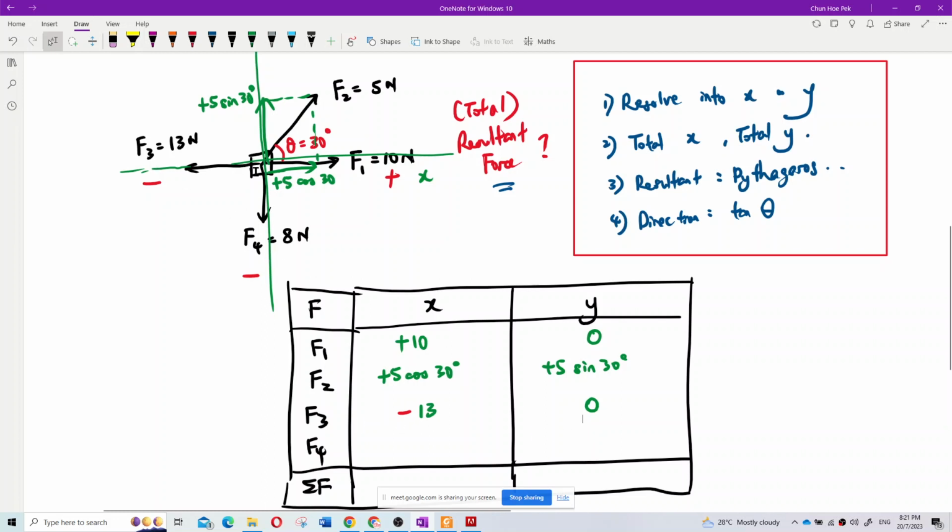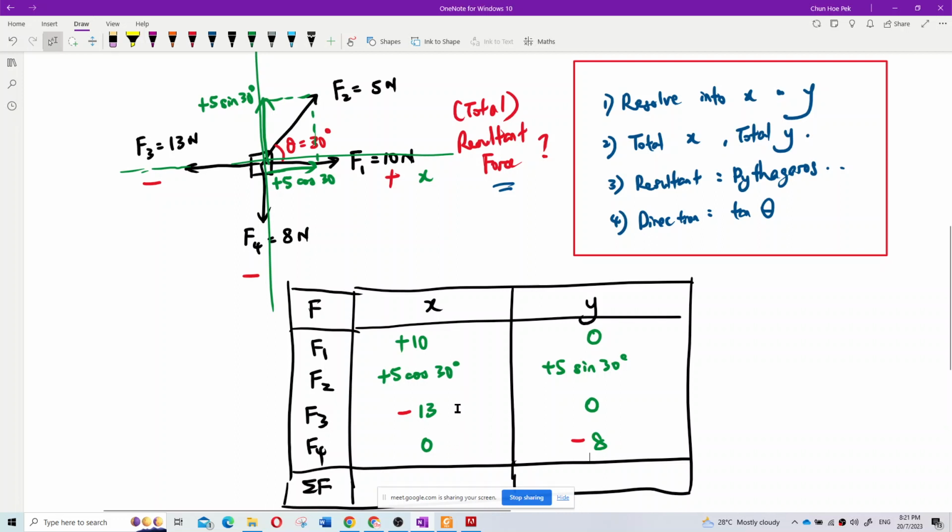And then F4 is downward. It only has a y component, so no x component, so it's 0 for the x component. Going downward is negative, so we put negative 8. Okay, class? Done already.